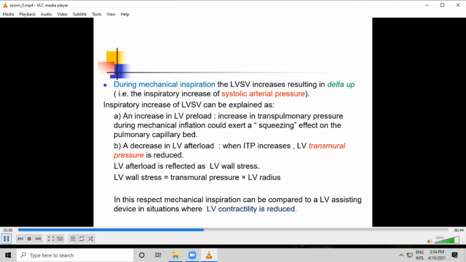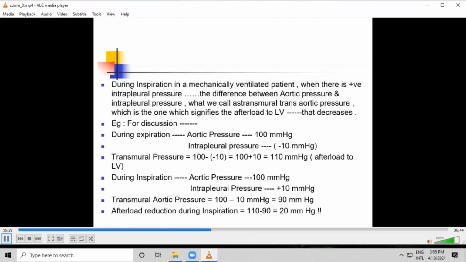How? Whenever ITP, intrathoracic pressure, increases, LV transmural pressure is reduced. LV afterload is reflected as LV wall stress. LV wall stress is equal to transmural pressure times LV radius. So whenever transmural pressure is reduced, ultimately the LV wall stress or the LV afterload is reduced. In this respect, remember this, the mechanical inspiration can be compared to an LV assisting device in situations where LV contractility is reduced. We will further discuss with an example.